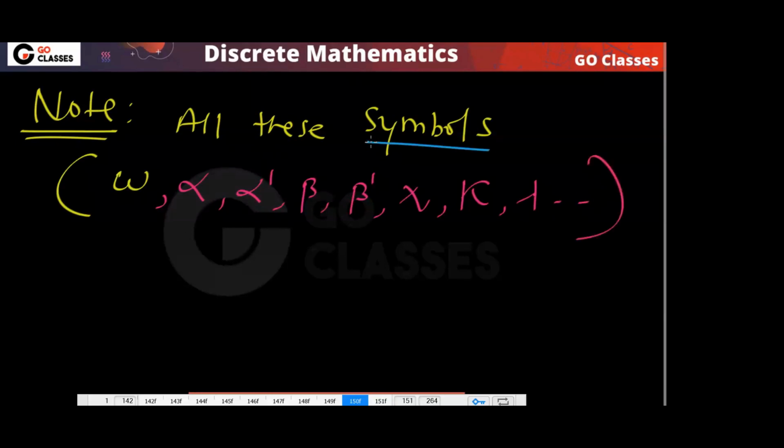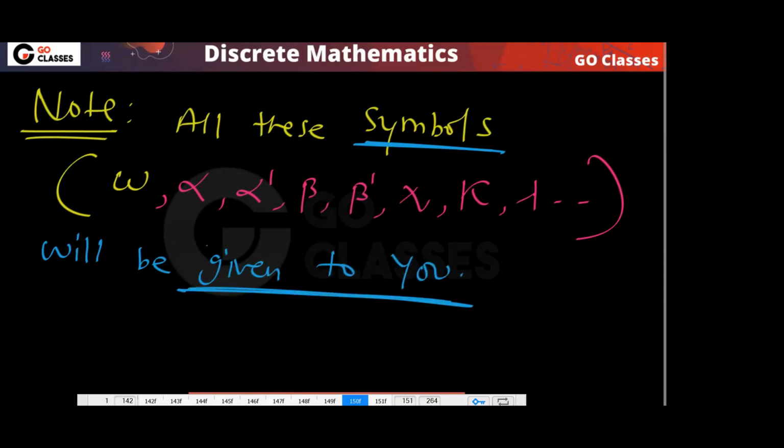All these symbols are not important. Please understand, they will be given to you. Always remember, you don't have to worry about these symbols. In the question, these will be defined and given to you.